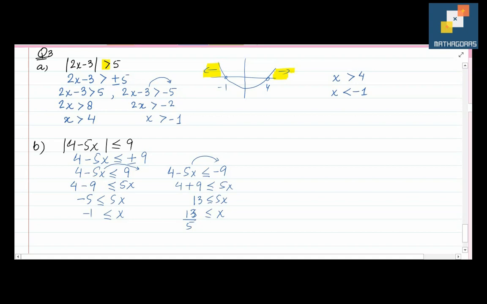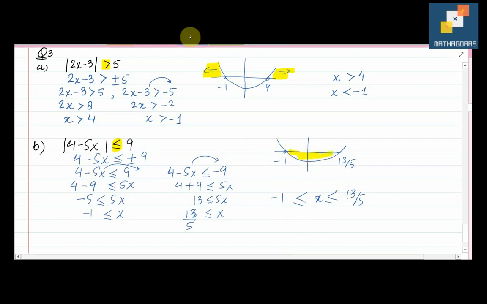Can you find the range? How do you find the range in this question? Now we have a sign of less than, which means that we need to move inside the curve. If I draw a rough curve here, it's negative 1 and positive 13 upon 5. That means we need to move from minus 1 to 13 upon 5. Why the sign of equals to? Because it is present in the question as well. So that is your answer, because in the less than sign we need to move inside the curve.